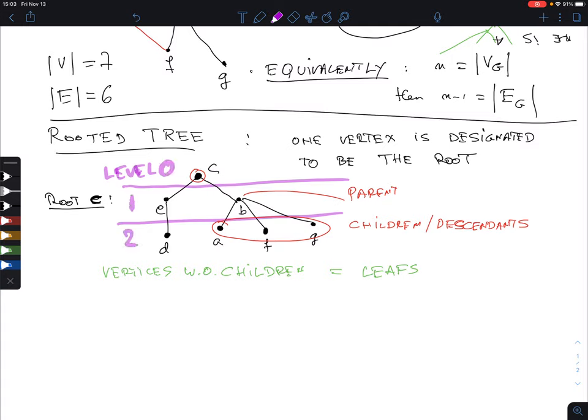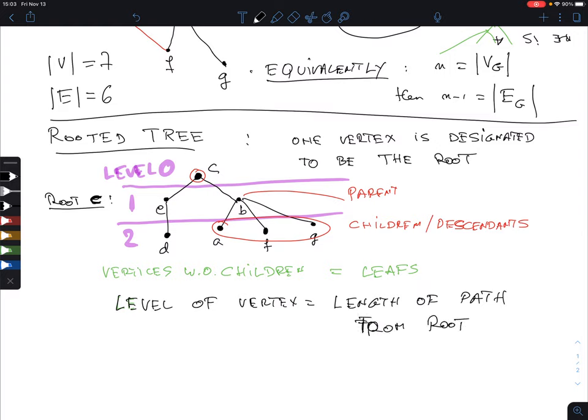And how do you determine the level if it gets really complicated? Well, the level is the same. So again, I don't know, this is neither trees nor family trees, right? I'll do it in black. So the level of a node, the level of a vertex, is the length of the path from the root.